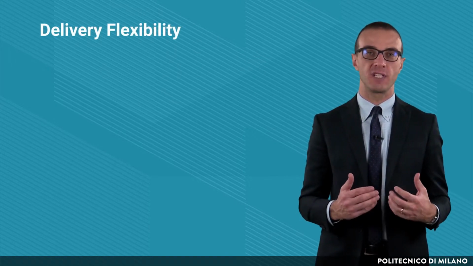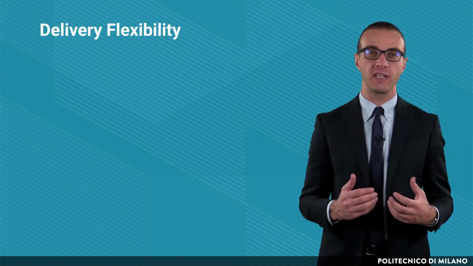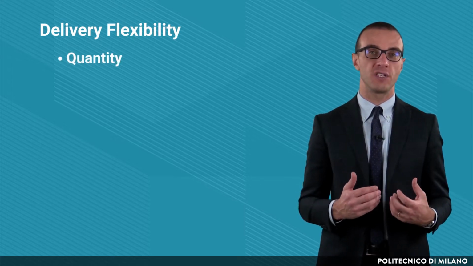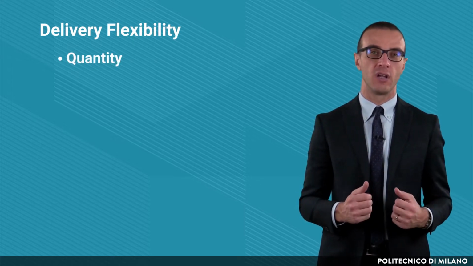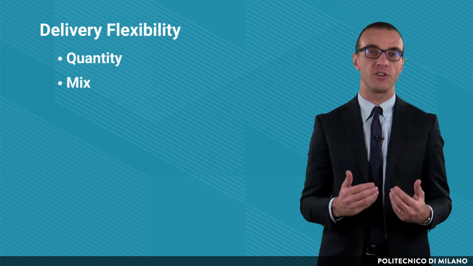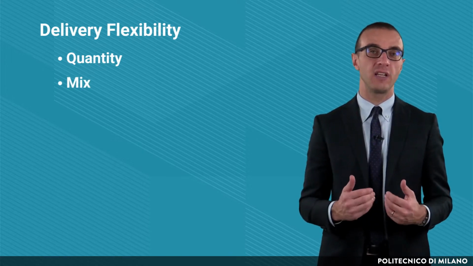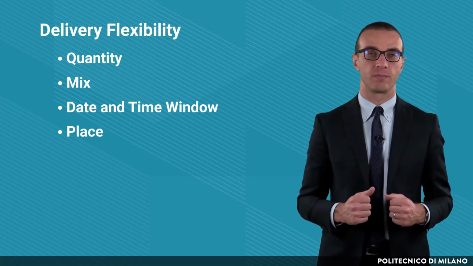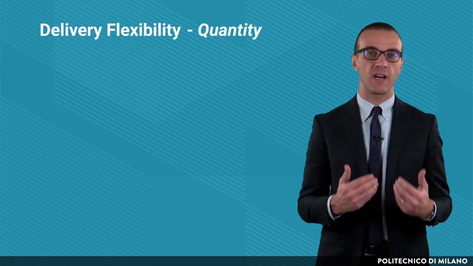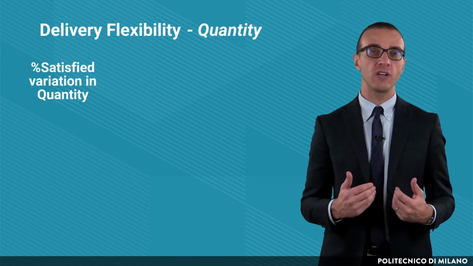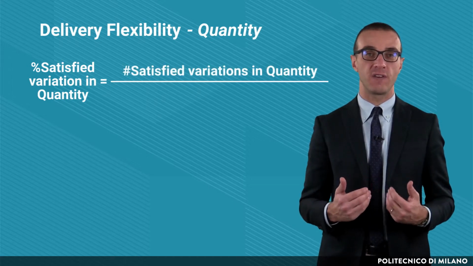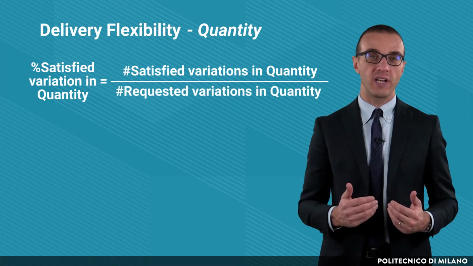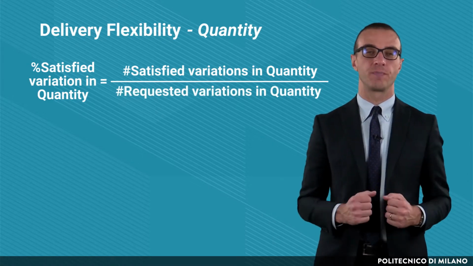It is the capability of the supplier to meet urgent and unexpected needs of the customer, for example, in terms of variation in the quantity of single items compared to the required values, variation in the mix of items compared to the agreed one, change in the delivery date and thus in the agreed time window, change in the delivery place. For example, if we want to find the flexibility based on quantity, we can compute the ratio between the number of satisfied requests of variation in quantities and the total number of requests regarding variations in the quantities.